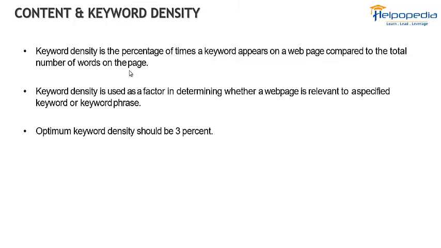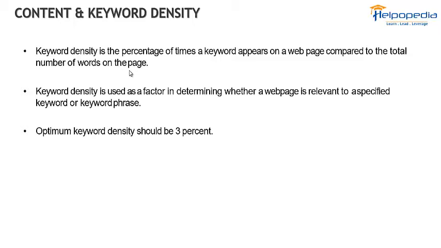Then the next thing is content and density, which we have already discussed before. The number of times I use a keyword in my content, about 3% of the content should be my keywords. This is what it explains.